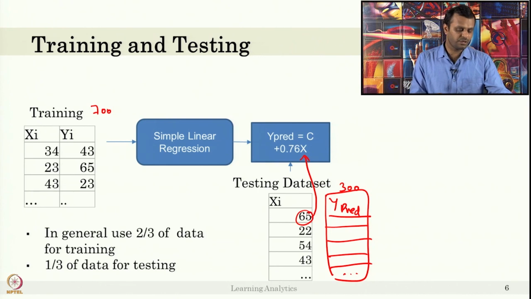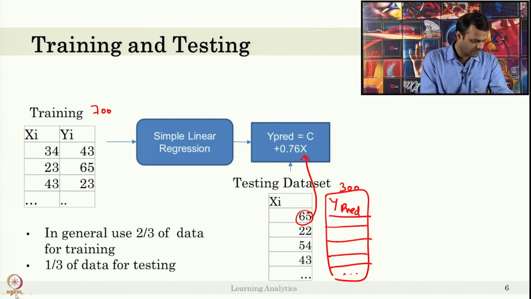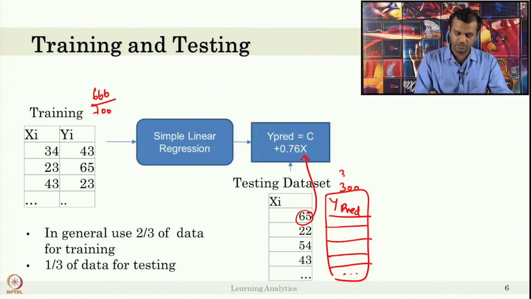So, instead of 700 and 300, in general we use 2/3 of data for the training and 1/3 of data for the testing, that is 666 data for training and 334 data for testing.